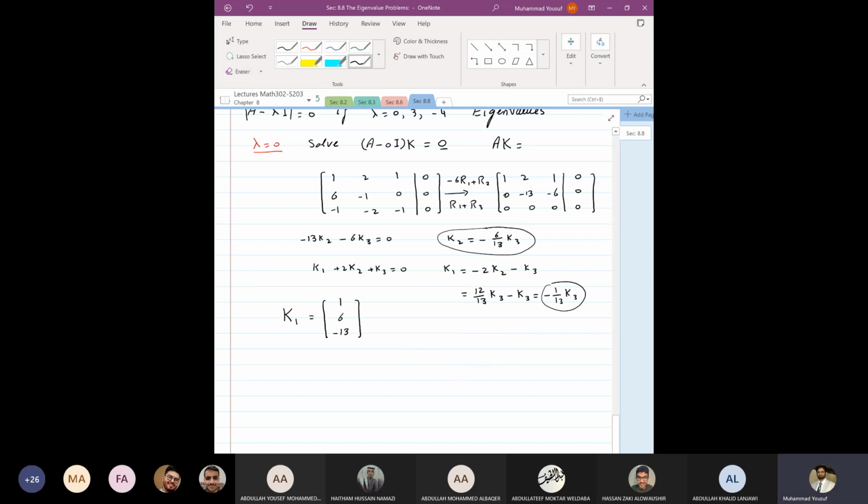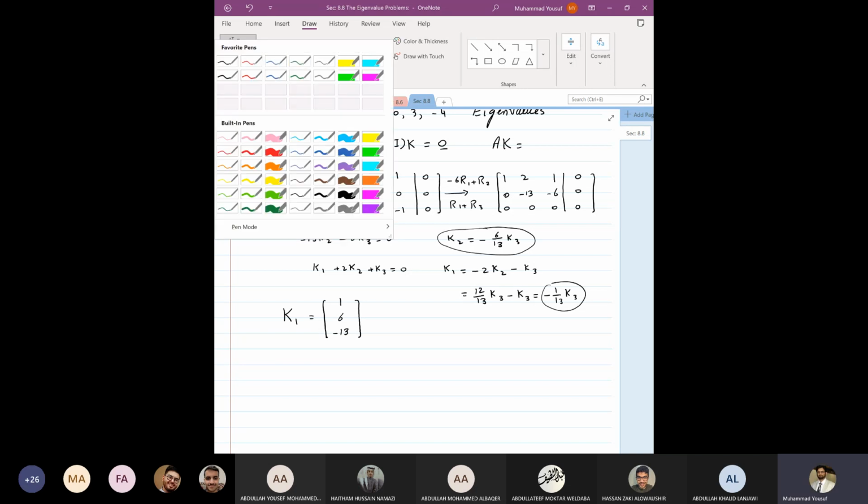So I will write this as a note. Eigenvectors are the same up to a constant multiple. You multiply by a constant, then you will not get a new eigenvector. That is the same eigenvector.